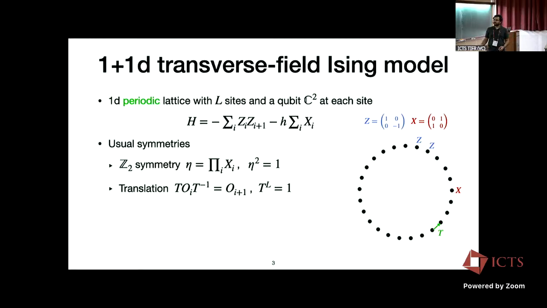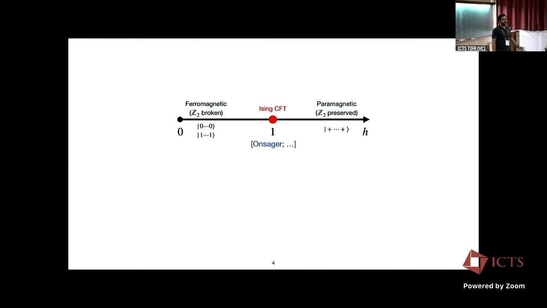And this model was solved exactly by Onsager very long ago in the 40s, at least a classical version, but you can say the same thing with the Hamiltonian. And we know the phase diagram. The Z2 symmetry is spontaneously broken for small h, and it's preserved at large h. These are some representative ground states in these phases. And there is a transition at h equal to 1, a second order transition described by the Ising CFT. But I want you to focus on this value being exactly 1.